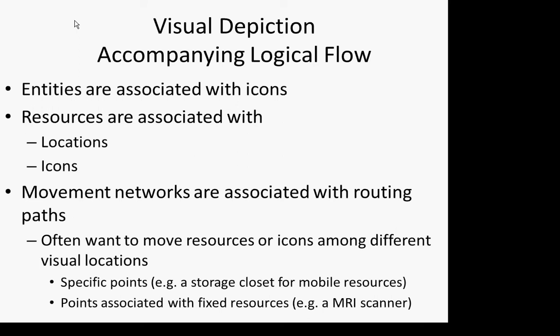So here, entities will be associated with icons. Resources can be associated with icons and some home locations. Why aren't entities associated with a home location? Anyone? Why don't we have entities given a home? Yes, and they typically come in at a defined point, a source, and they disappear at a sink. And they're typically in the process only for a certain defined period of time.